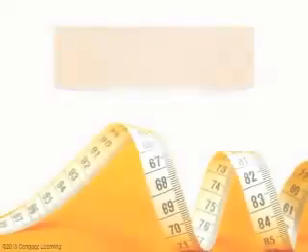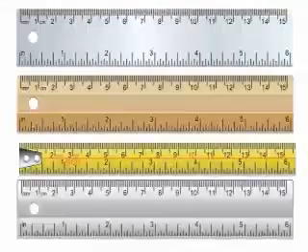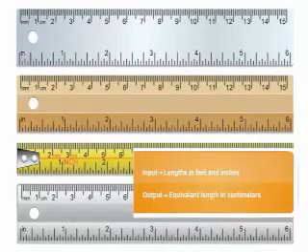This is a programming example for conversion of length. It explains how to write a program that takes as input given lengths expressed in feet and inches and converts and outputs the lengths in centimeters. The program assumes that the given lengths in feet and inches are integers.